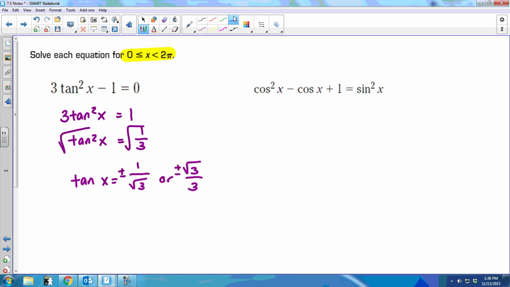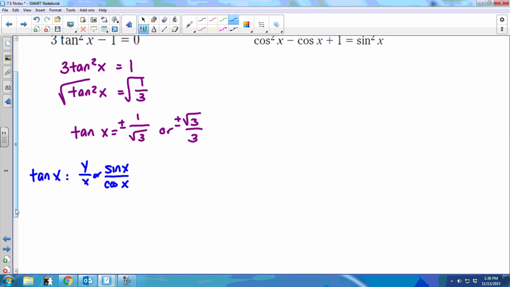Now, tangent x on the unit circle is y over x, or sine over cosine. So if you just look at the first quadrant, tangent isn't going to be the square root of 3 at 0 or at 90 because you get 0 and undefined there. Tangent isn't going to be the square root of 3 over 3 at 45 degrees because you get 1, because you have something divided by itself. So your two options are 30 degrees, or pi over 6, we want radians this time, or pi over 3, which is 60 degrees.